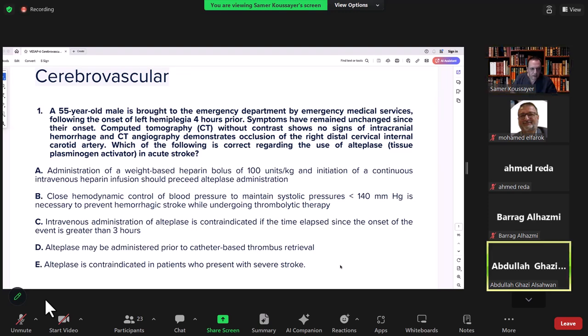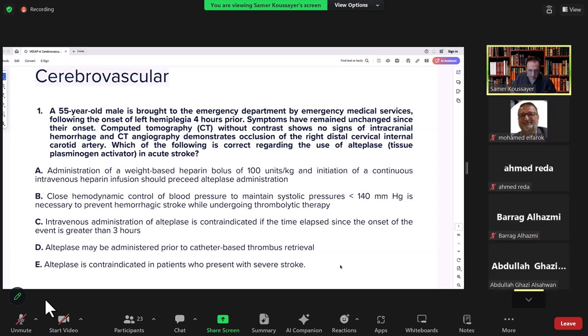B, close hemodynamic control, blood pressure, to maintain systolic pressure less than 140. No, we want to increase the systolic blood pressure to maintain brain perfusion. So this is wrong. But it has to be a reasonable increase. You don't put the patient at 200 or 210, more like 160, 180, 170. I usually do it during carotid surgery: when we clamp, we always increase the pressure to around 160. So you want high pressure, but not very high. So this is wrong. Correct.